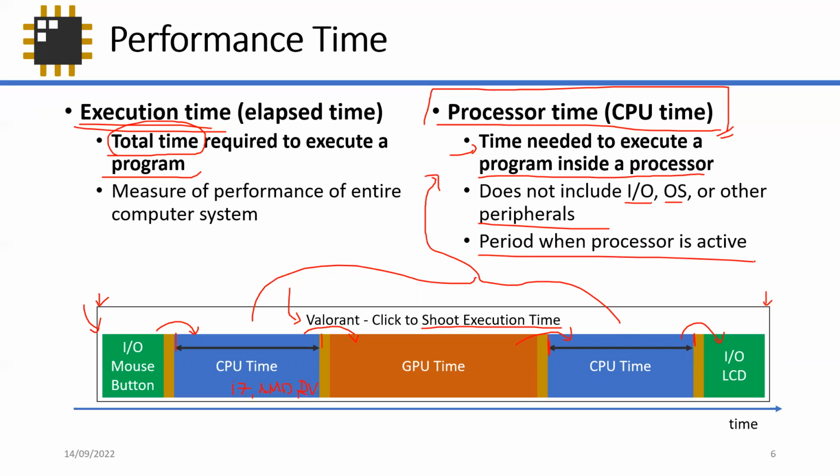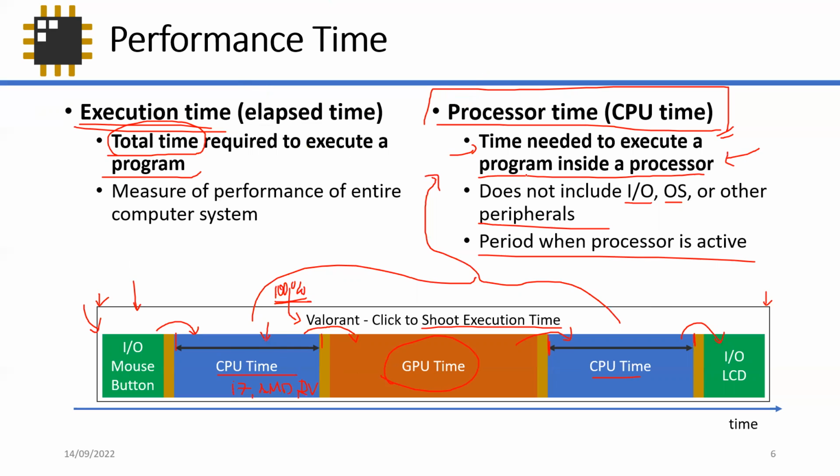Even if you open your task manager, you would see that your CPU is running like 100% of the time. The GPU only runs when you're playing games, but in all other applications, it's always the CPU time that's running. So the big difference between execution time and CPU time is that execution time is the entire program, but CPU time is only a subset of that execution time. That means it's only looking at how much time my CPU is actually running.